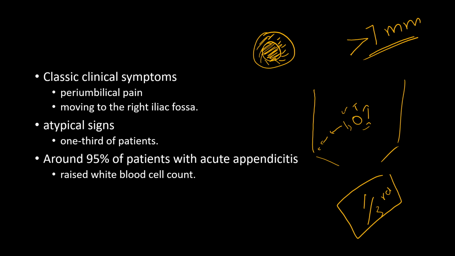Once we suspect it, we do an ultrasound, which shows the classical more than 7 mm thickness of the appendicular wall. Then what we do? We have to immediately do an appendicectomy. If we get a blood investigation, the one blood investigation that we have to do is the WBC count. In 95% of cases, the WBC count will be elevated. So these are the things that we have to keep in mind when we get a case of acute appendicitis.